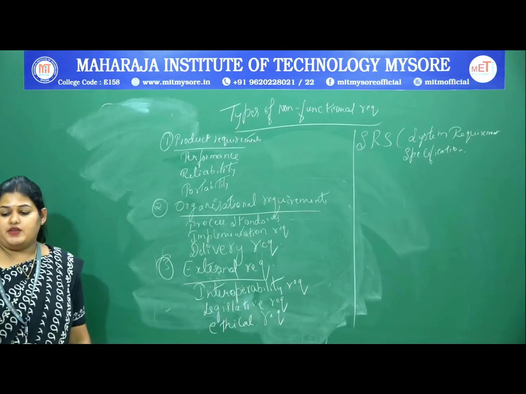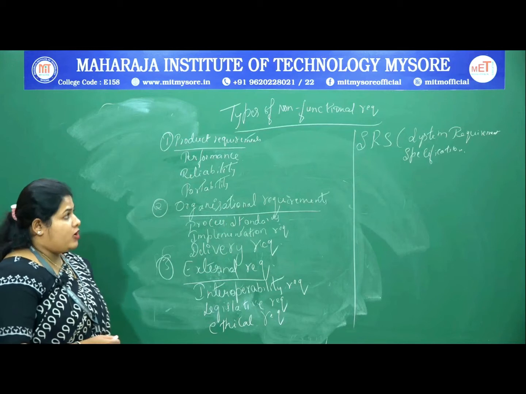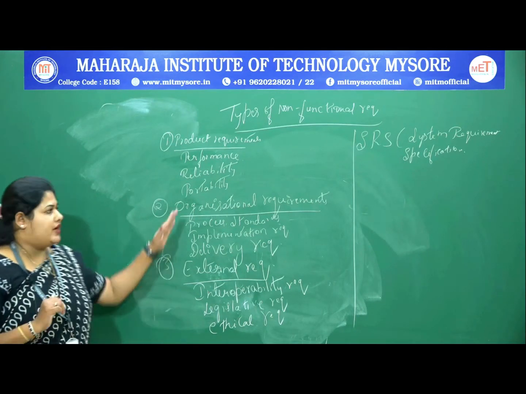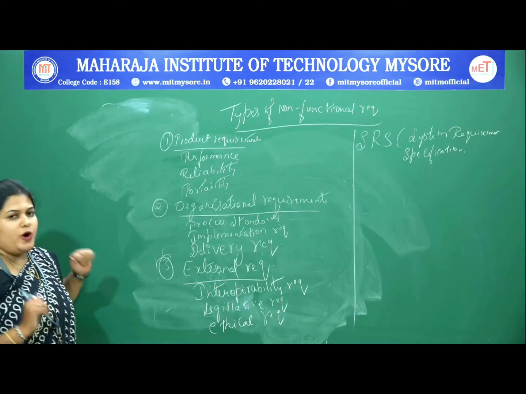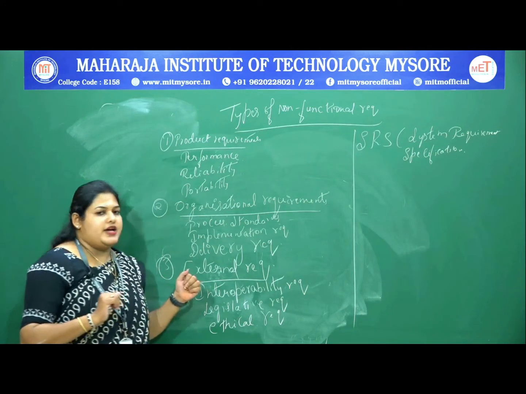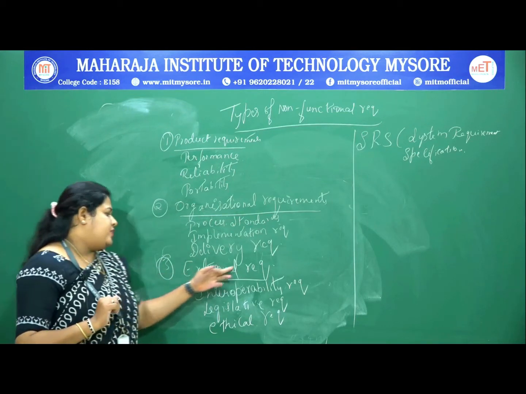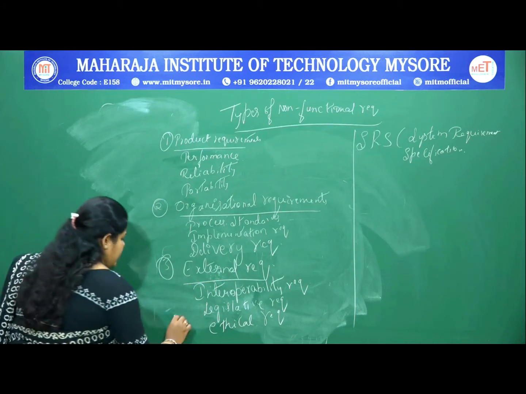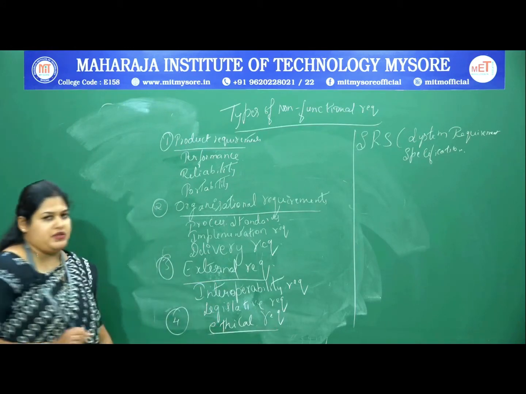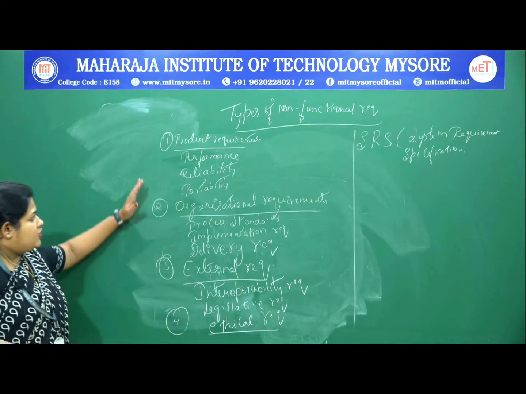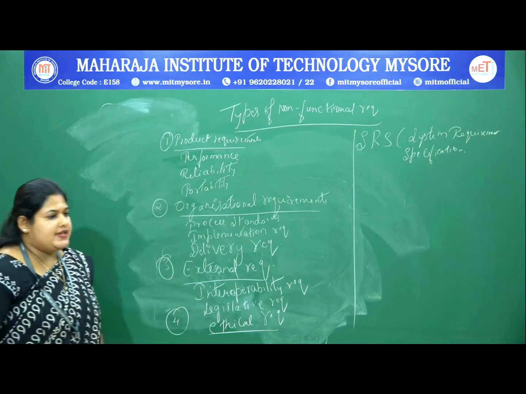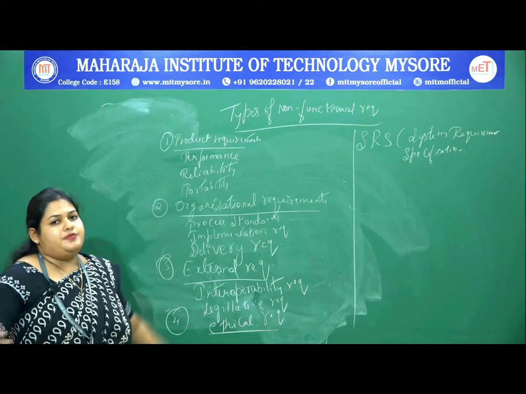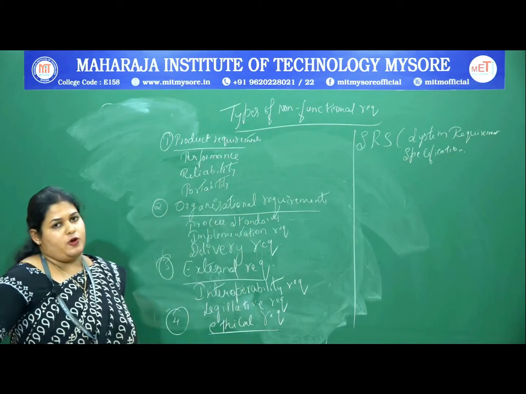We can categorize the types of non-functional requirements in standardized ways. The very first is the product requirement, the second is the organizational requirement, the third is the external requirement, and the fourth is the ethical requirement. Fine. If we talk about the product requirements, as I said, those are the non-functional requirements which we cannot predict, and that might be the performance.